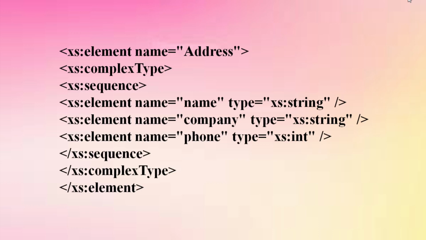So we are using a complex type, so we have to define the XML schema as complexType. This complex type allows sequence elements. The elements are name, company and phone number. Element name equals name defines the type as string. Similarly, company with string and phone with int.